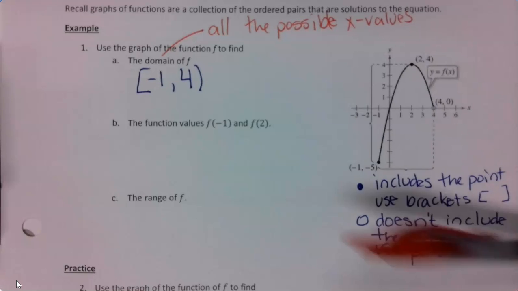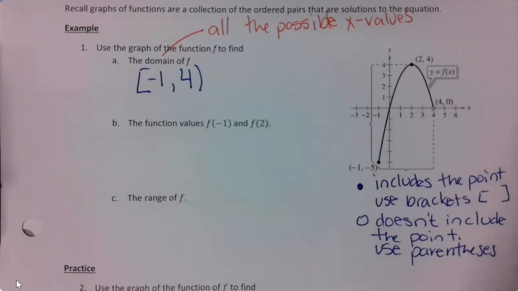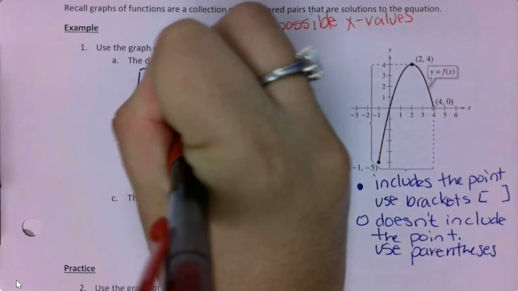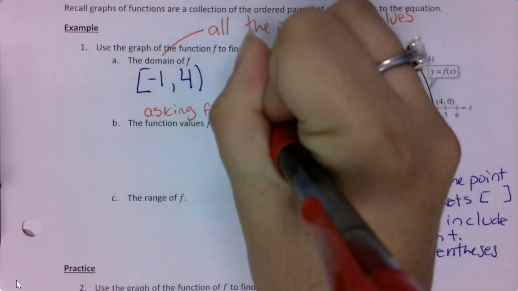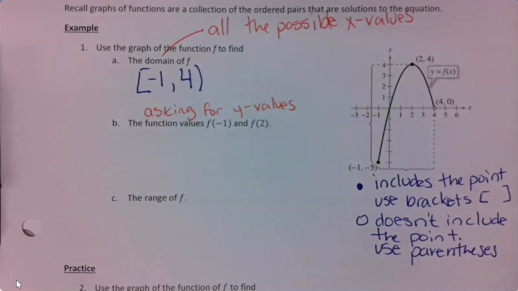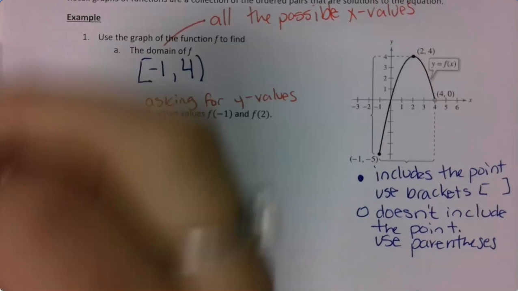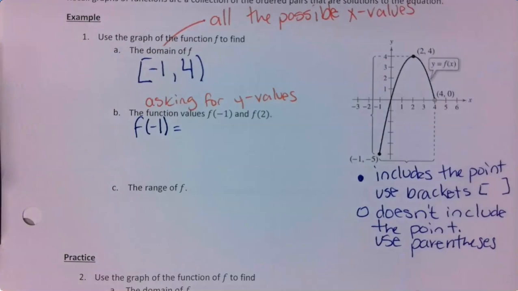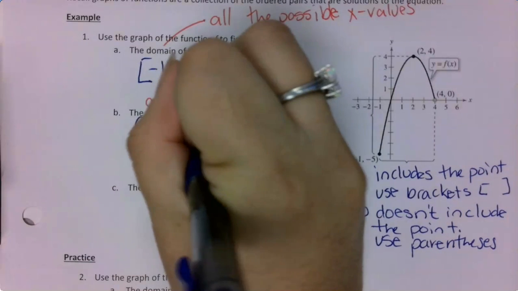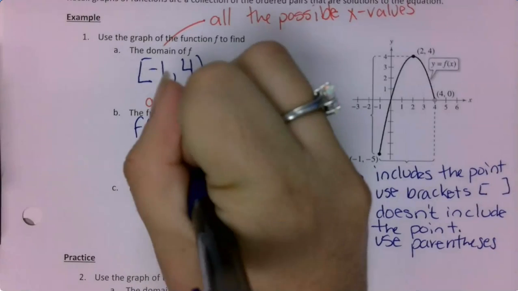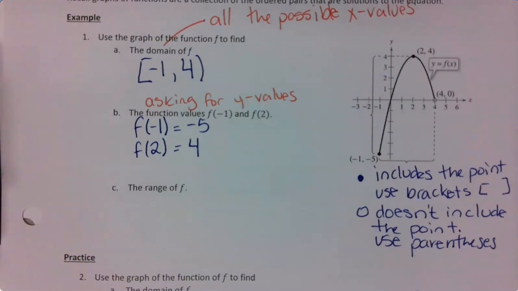Okay. So B is asking me the function values at f of -1 and f of 2. This is asking for y values. Okay, so what is my y value at -1? -5. And then what's my y value at 2? 4. Questions there?